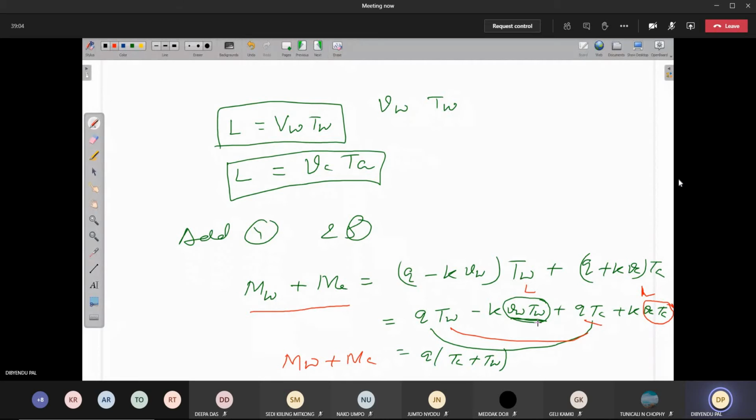Now here VW into TW, that is distance into time, is nothing but the length of the section, and VA into TA here also is nothing but the length of the section.